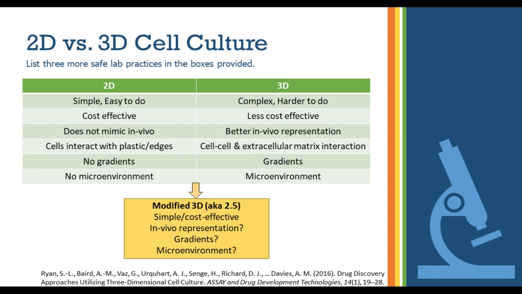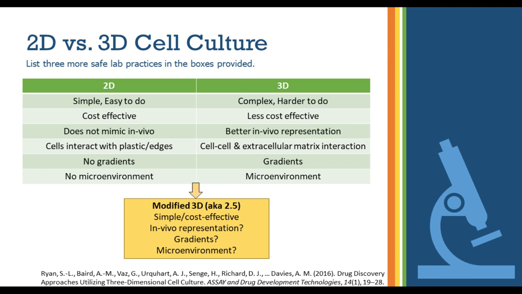Now, 3D is a little bit harder to do, complex, and a little less cost-effective, but it's a better in vivo representation. It can show cell-to-cell interactions and extracellular matrix interactions, and you can also look at gradients and the microenvironment. So this is a really popular model to use in cancer biology and tumor biology, because you can create little organoids and actual tumors in culture.